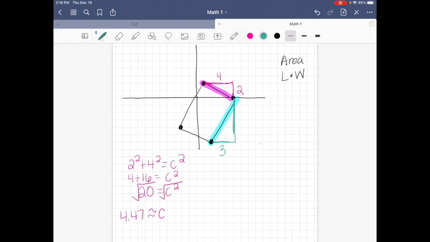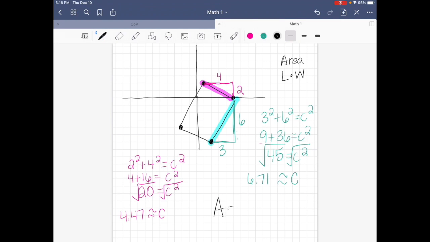So we have 3 and 1, 2, 3, 4, 5, 6. So 3 squared plus 6 squared equals c squared. So we have 9 plus 36. So that's going to give me 45 equals c squared. And we're going to take the square root of that to get the c by itself. So if I do the square root of 45, I got 6.71.